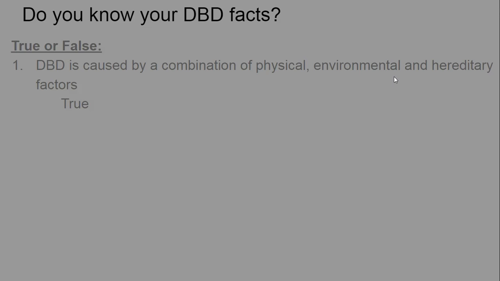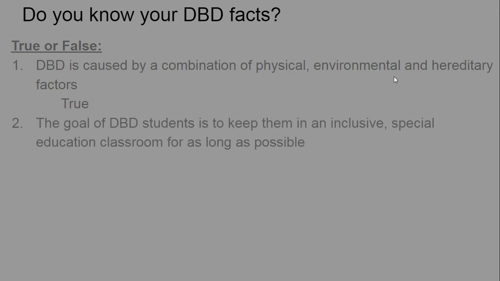That's why we're here to understand and support them and be their allies. The goal of DBD students is to keep them in an inclusive special education classroom for as long as possible. Is that true or false? And that is false. We want to move them out of that environment, just like the society that they will be in as adults will be an inclusive one. So they need to be prepared for that. And the education environment will help to prepare them for that.